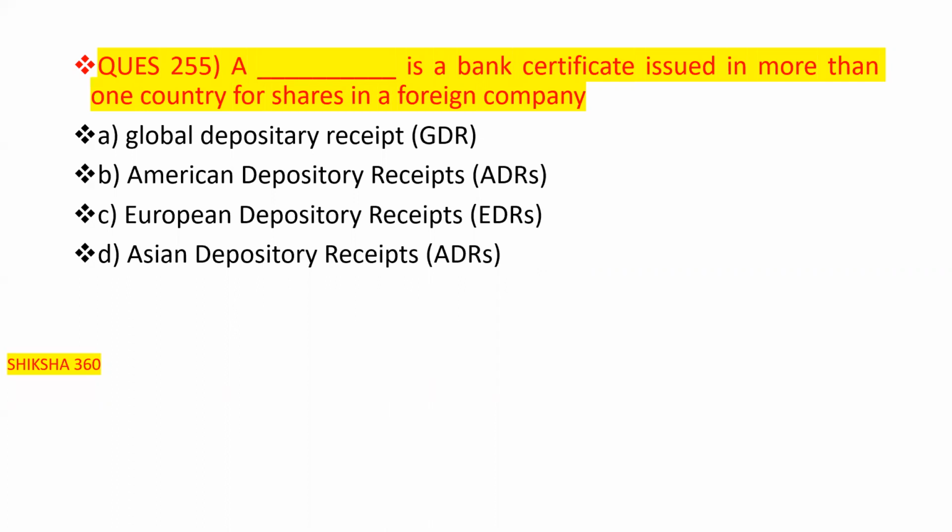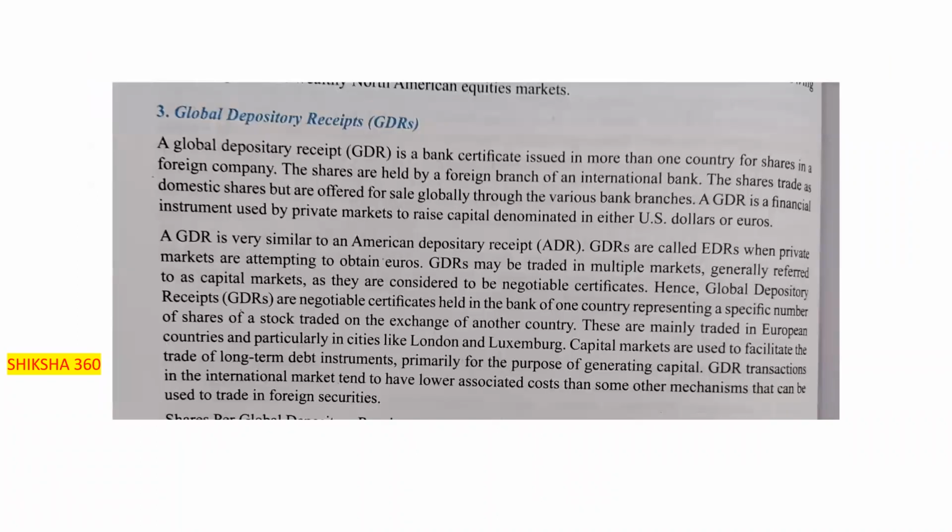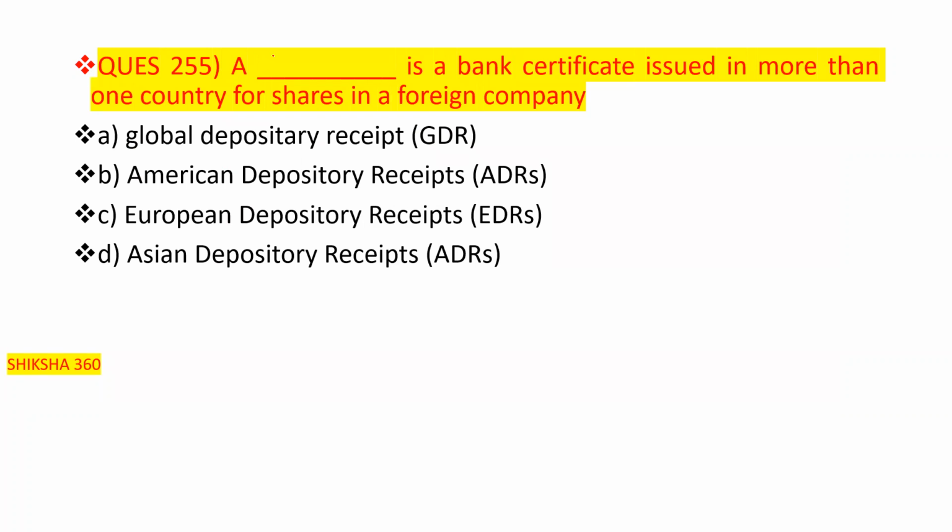I will read one line with all of you. A Global Depository Receipt is a bank certificate issued in more than one country for shares in a foreign company. So the correct answer is GDR. Sometimes many students answer EDR, but EDR is wrong here. The correct answer is GDR.